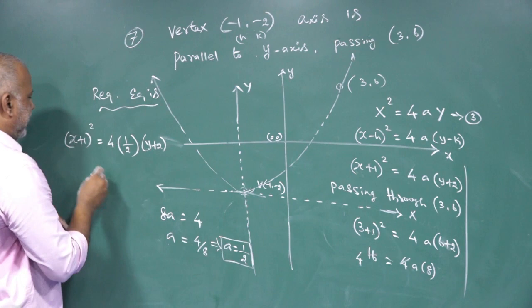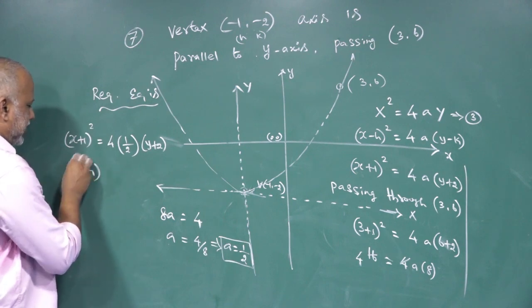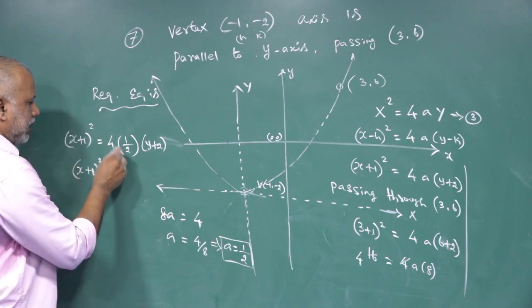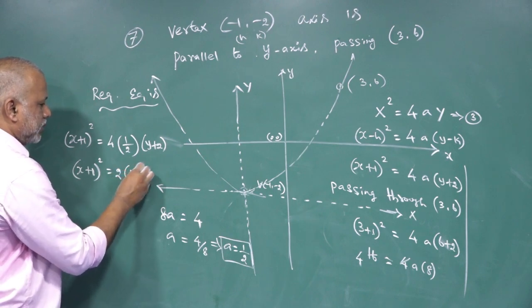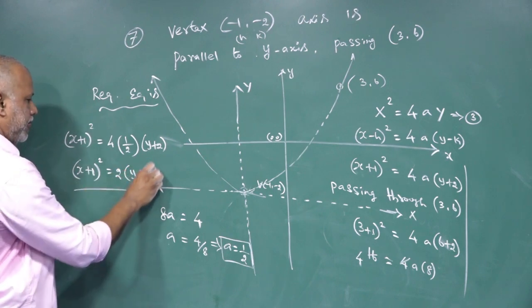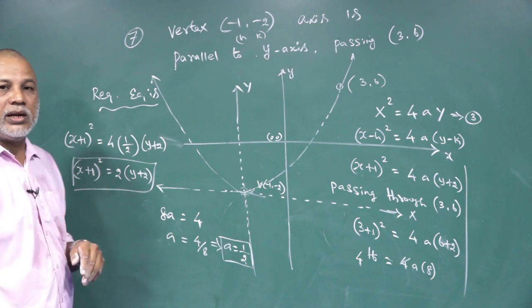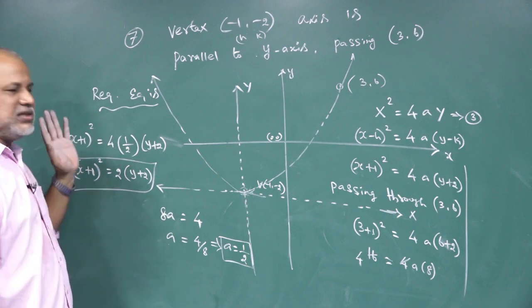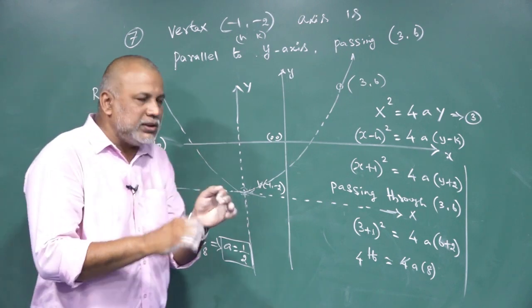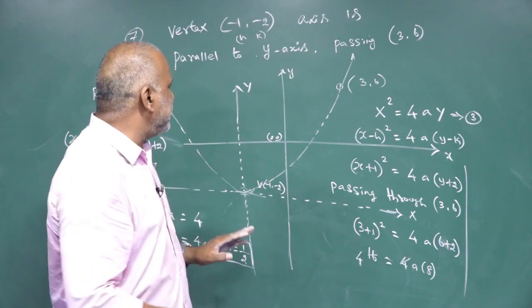This 4 and 2 will be eliminated. We can get (x plus 1) the whole squared equal to 2 times (y plus 2). This is the equation of the required parabola. You can expand this also. See once again, it is one new logic. So think about this one.